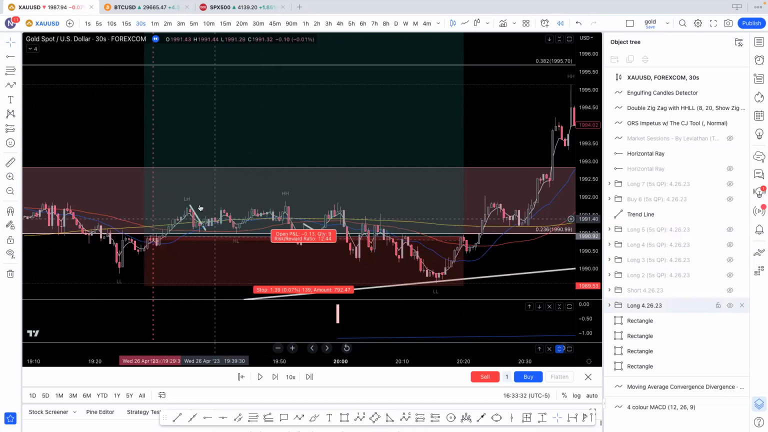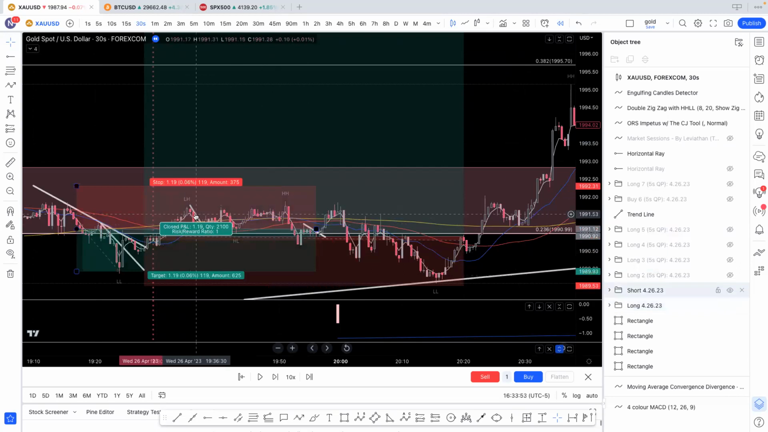So I began to trap price right here, and at some point I was like, well, I know that the market is going to pull back, so let me go in for a quick short. So I did that right here.